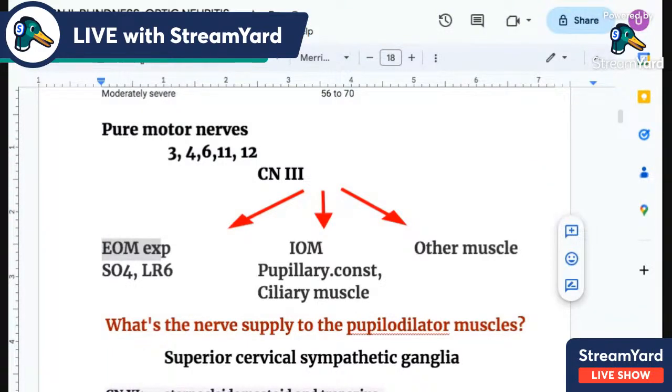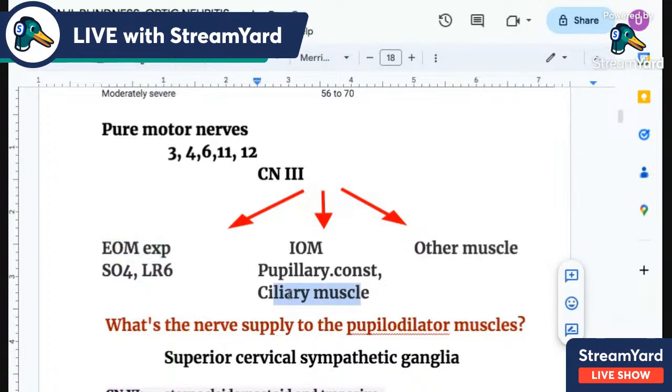Anyway, so the pupillary dilators. Which muscle supply the pupillary dilators? It's a superior cervical sympathetic ganglia. They supply the superior pupillary dilator. They dilate the pupil in the conditions of fear and fright, the sympathetic function. And the next muscle is ciliary muscle it supplies.